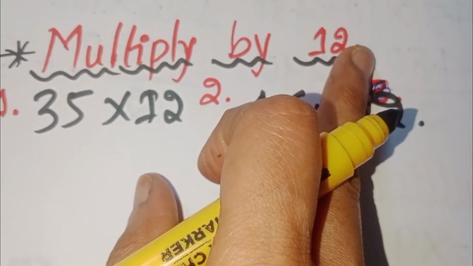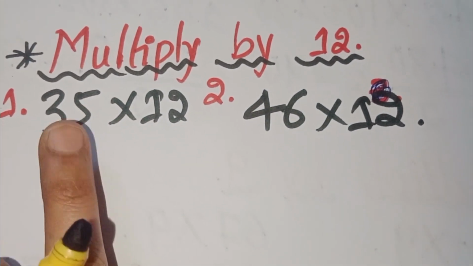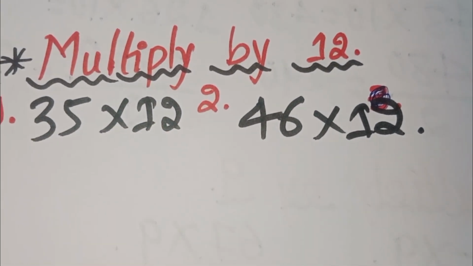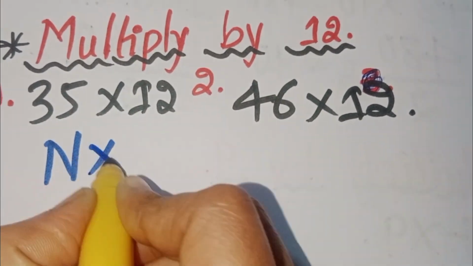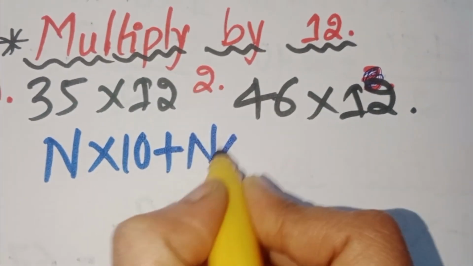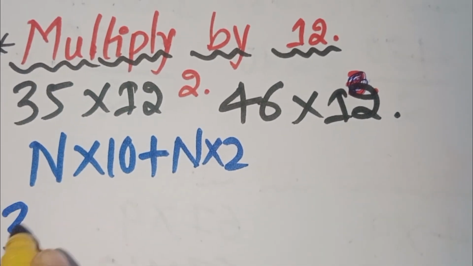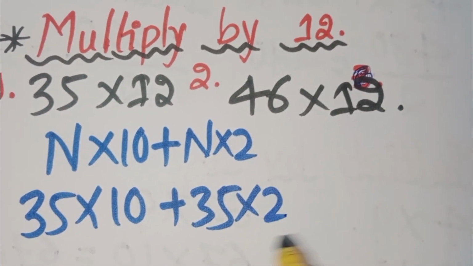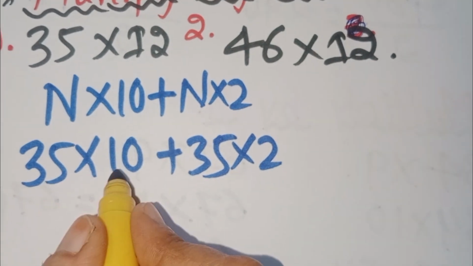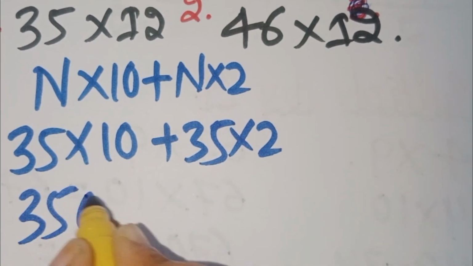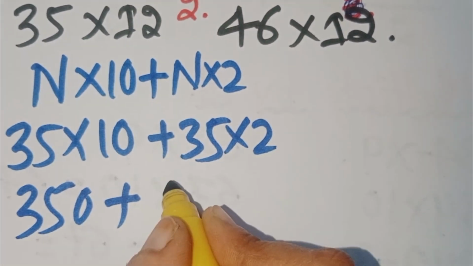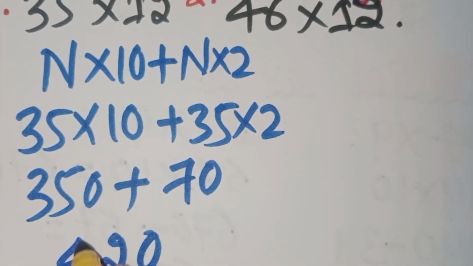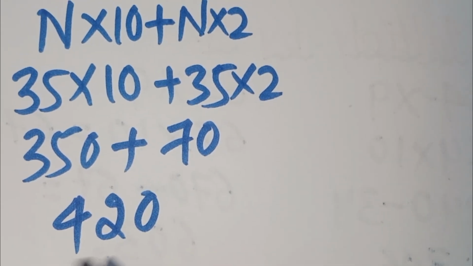Multiply by 12. Multiply the number by 10. Then add 2 times the number. First number into 10 plus number into 2. 35 into 10 plus 35 into 2. 35 into 10, 350 plus 35 into 2, 70. Add these two numbers. 420.